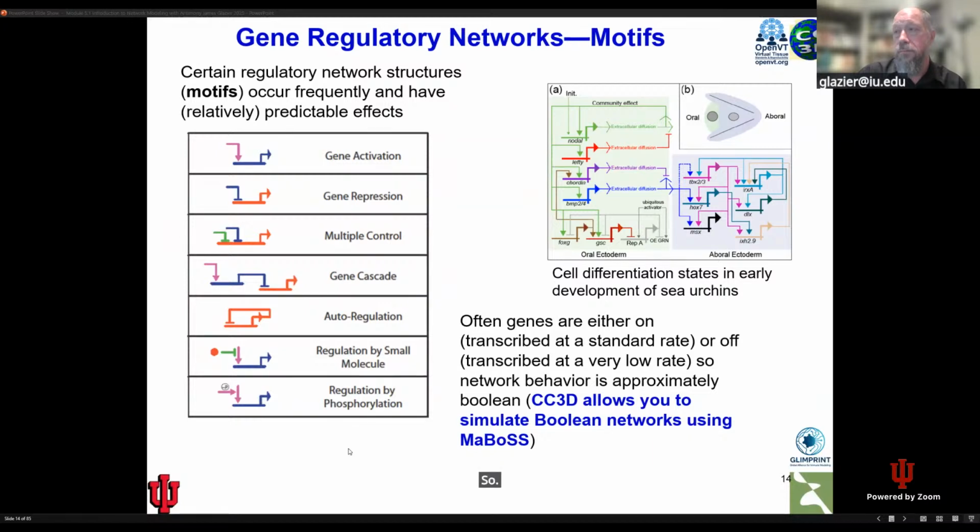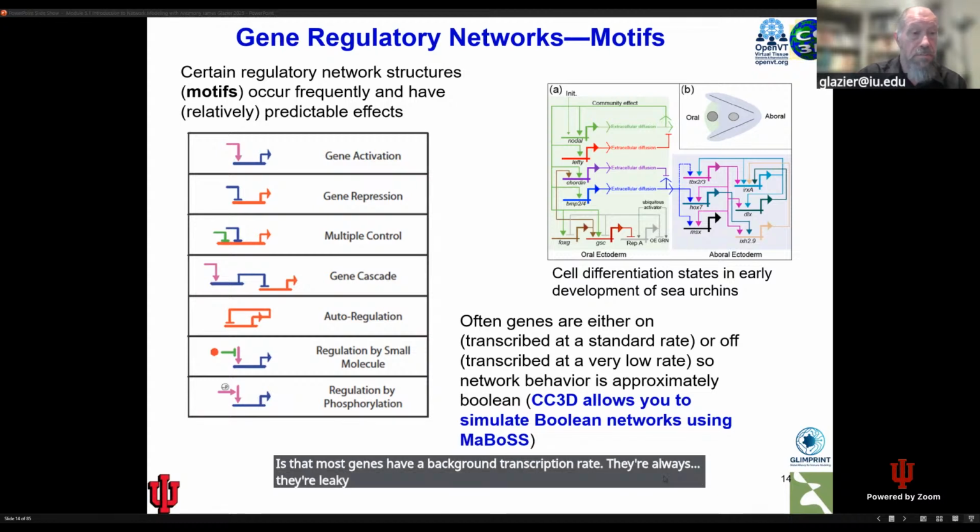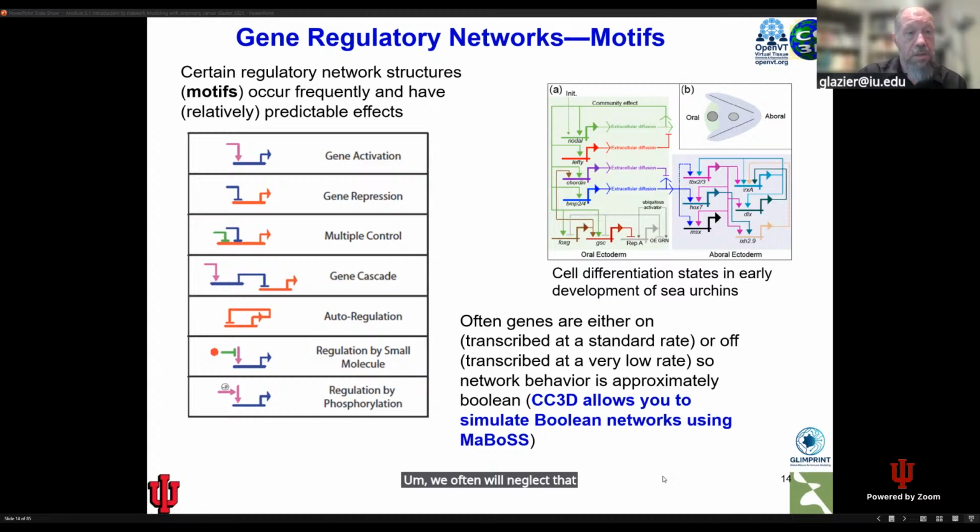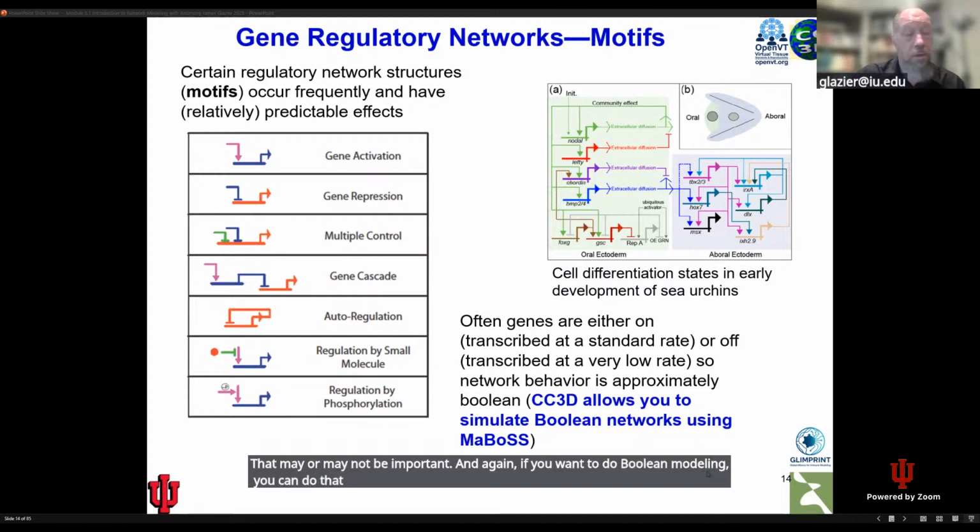So one thing you'll notice about genes, and you'll see this in some of the slides, is that most genes have a background transcription rate. They're leaky. They're always turned on a little bit. We often will neglect that, make it zero, but there's always a little bit of leakage. That may or may not be important. And again, if you want to do Boolean modeling, you can do that in CompuCell, but we're not going to talk about that today.